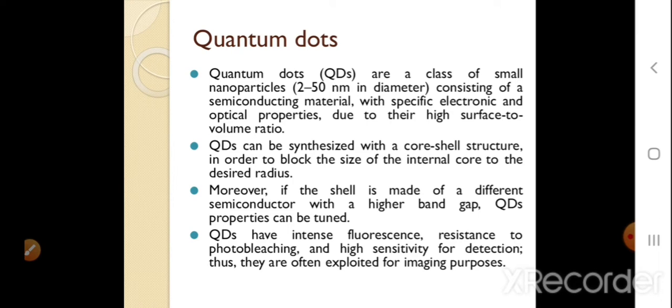The quantum dots have highly intense fluorescence, resistance to photobleaching, and high sensitivity for detection, and thus they are exploited for imaging purposes.